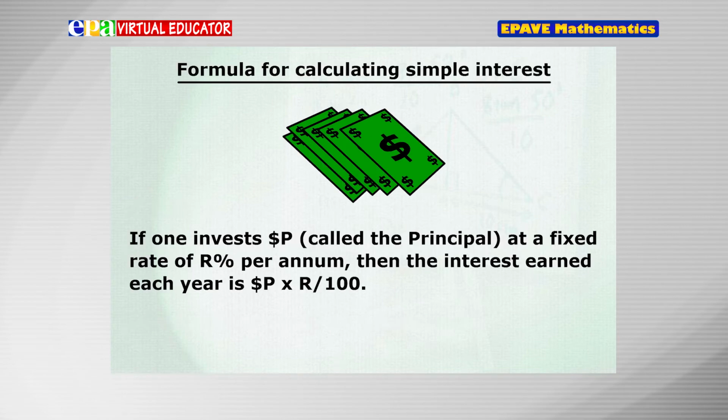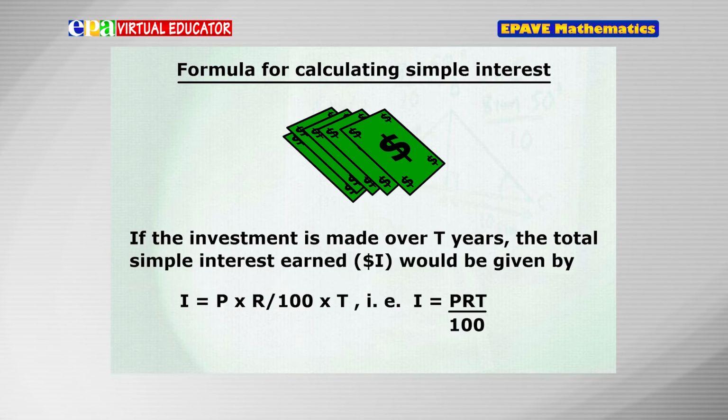The formula for calculating simple interest is as follows. If one invests P dollars called the principal at a fixed rate of R% per annum, then the interest earned each year is P dollars multiplied by R divided by 100. If the investment is made over T years, the total simple interest earned I dollars would be given by the formula I equals P times R divided by 100 multiplied by T. That is, interest equals PRT divided by 100.